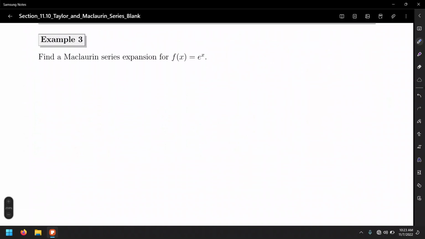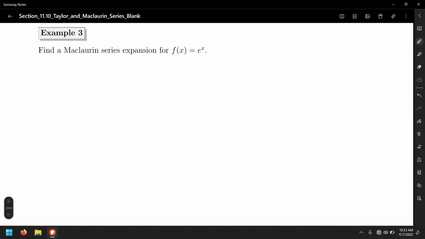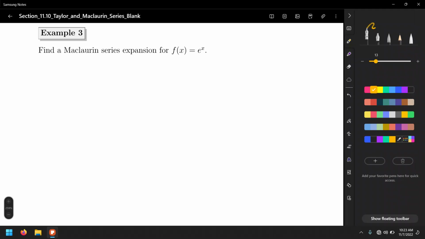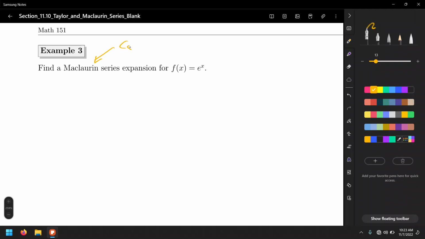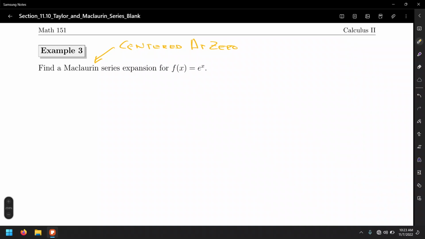So let's see, they're asking us to find a Maclaurin series expansion for f of x equals e to the x. So finally we're going to get that power series. Well, they're not telling us the center at which they're asking us to find the series. However, they're telling us Maclaurin. Because they're telling us Maclaurin, this means centered at 0. Otherwise, well, they would say find a Taylor series centered at a particular value. So let's do the same process.